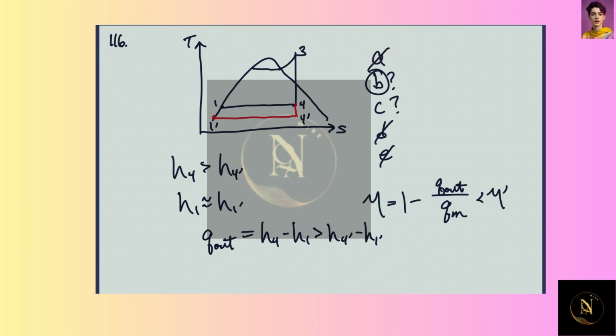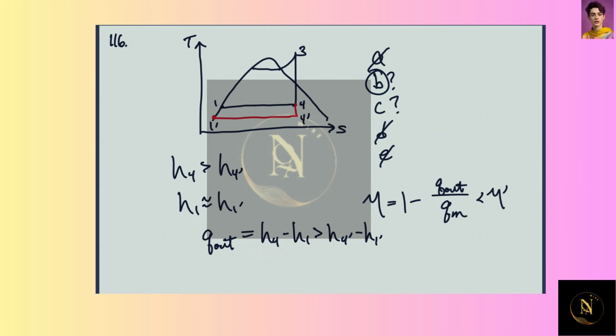The amount of heat rejected will decrease. Well, the heat rejected is the enthalpy here minus the enthalpy here. Now if we look at what this says, in the old case we have this, and in the new case we have this. And these are about the same. And since H4 is greater than H4 prime, this will be less than the old one.